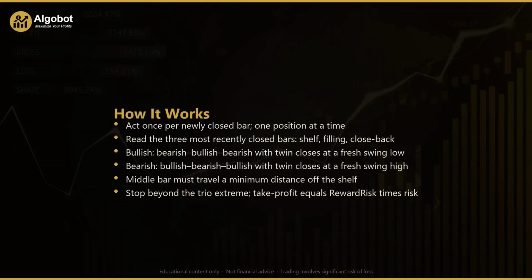The bearish sandwich is the exact mirror. The first and third bars are bullish. The middle bar is bearish and closes well below the shelf. The two closes match at a ceiling, and the shared high must be a fresh swing high. Entry is taken at the bid. The stop sits just above the highest high plus the buffer, and the target again projects the reward-to-risk multiple below entry. In both directions, once a position is open, there is no further management. The stop and target define the exit.